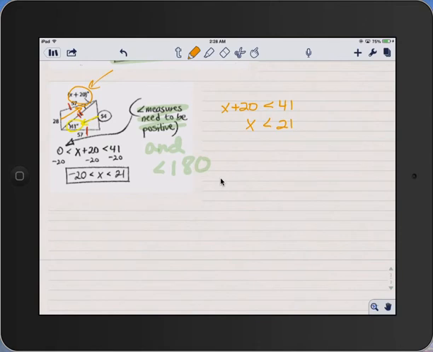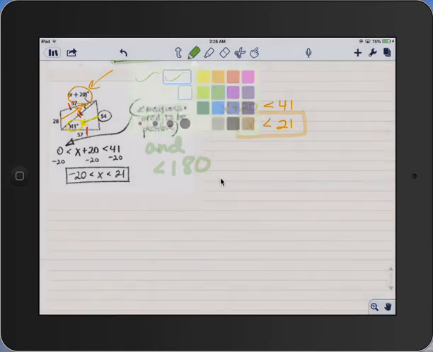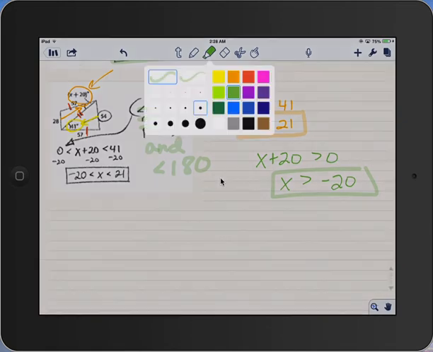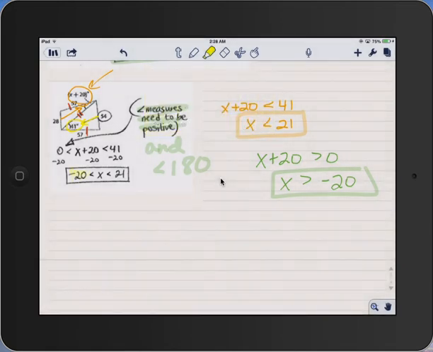So we need to make sure that not only do we have x is less than 21, but we also have a cutoff that says that the angle measures won't go negative. So your second inequality here needs to be that x plus 20 has to be greater than 0, which means x is greater than negative 20. And that's the second part of your requirement for the inequality. So the final answer here is numbers that are between negative 20 and 21.